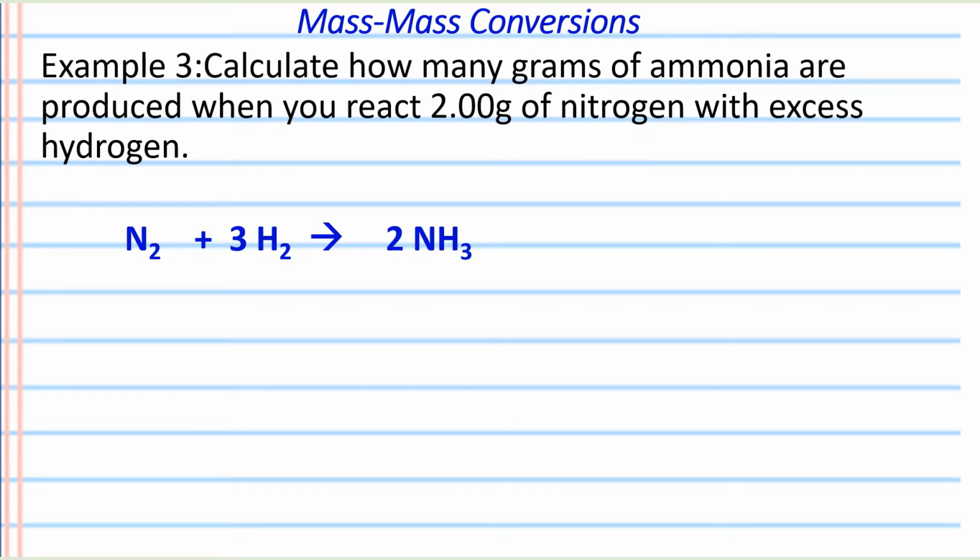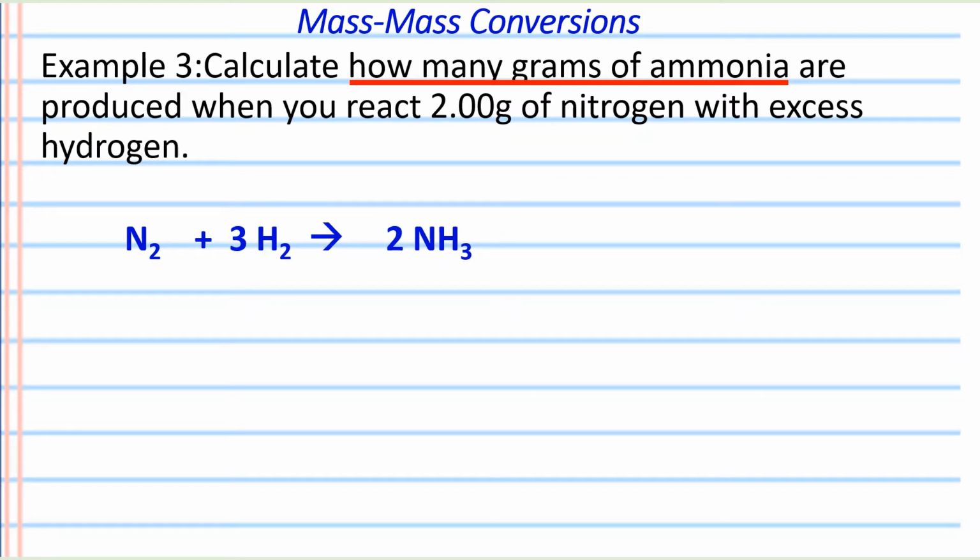Let's try example 3. It says calculate how many grams. Well, in this case, we're asked to find the mass in grams. We're going to solve it using those same steps that we did for the mole-mole problem, only in this case, the units are going to be grams and not moles. So over the ammonia, we're going to write x grams.